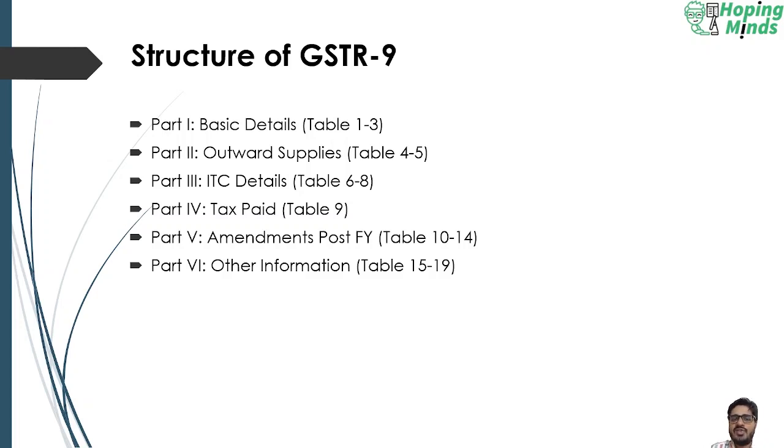Then part 5 contains transactions of previous year, that is table 10 to 14, it contains previous year tables that relates to amendments, credit notes, debit notes or any other information that are declared after the financial year but before the due date of filing of annual return. Then part 6 contains other information, that is table 15 to 19 contains other informations like demands, refunds, supplies from composition taxpayers and then HSN summaries.